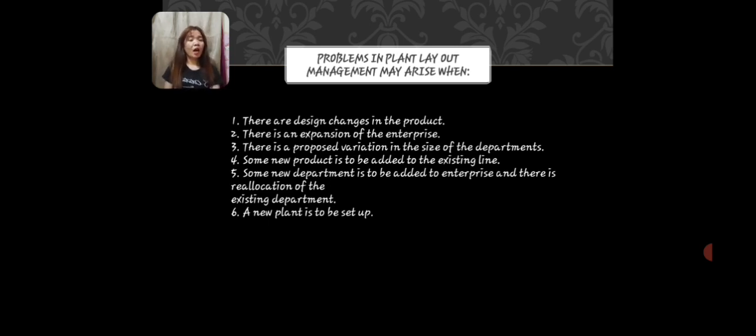Next. So, problems in a plant layout management may arise when there is a problem in a plant layout. First, there are design changes in the product. Of course, when you change a product, it will really be affected. There is an expansion of the enterprise. There is a proposed variation in the size of the departments. Some new product is to be added to the existing line. Of course, if you keep adding, it becomes too much, so it gets crowded. Some new department is to be added to the enterprise and there is relocation of the existing department. And the last is a new plant is to be set up.